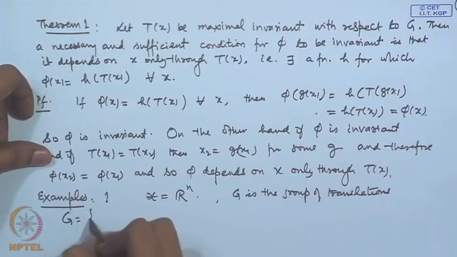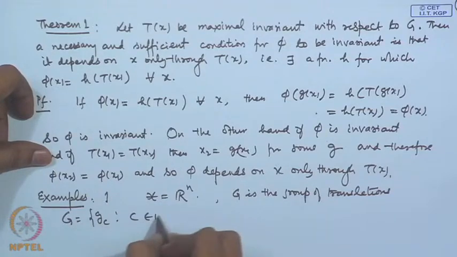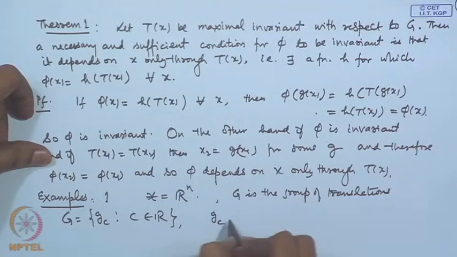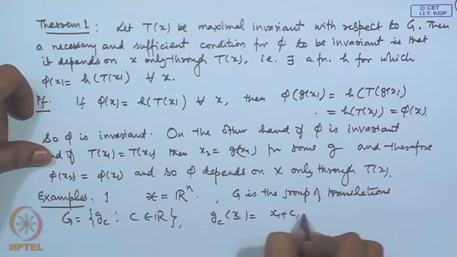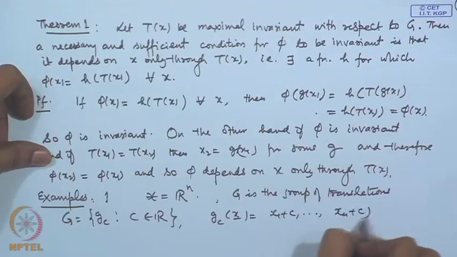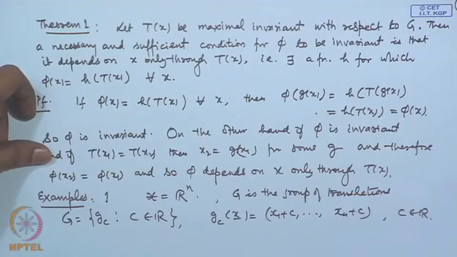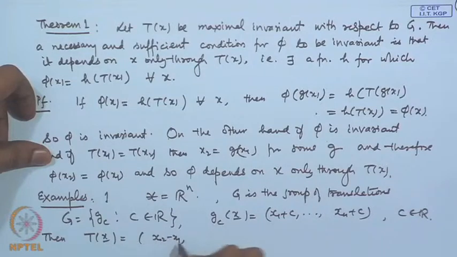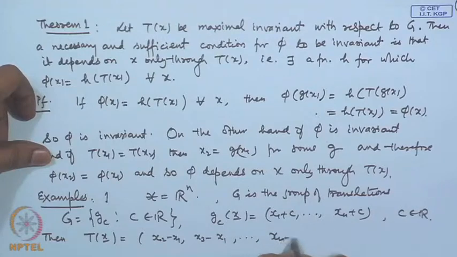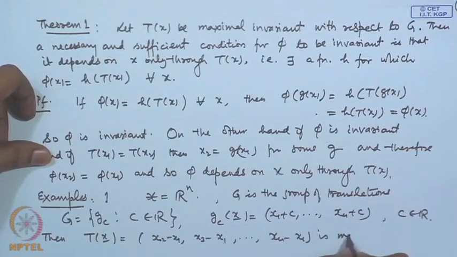That is, G consists of g_c, c belonging to R, where g_c of x is given by (x_1 + c, x_2 + c, ..., x_n + c). Then T(x) = (x_2 - x_1, x_3 - x_1, ..., x_n - x_1). This is a maximal invariant.